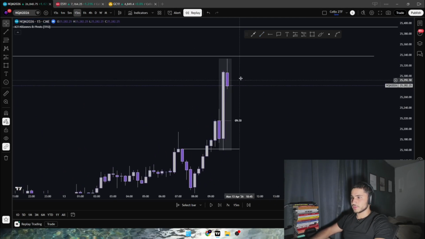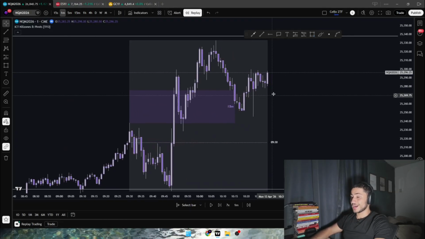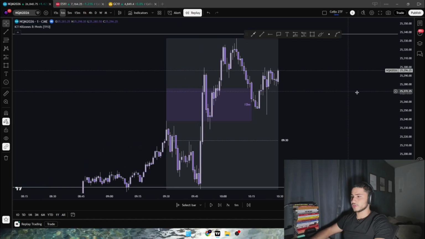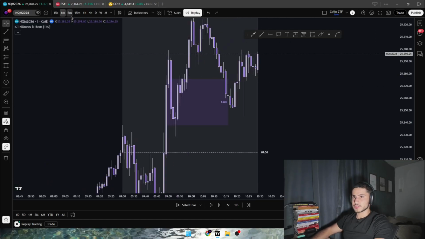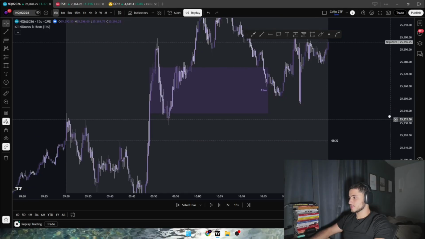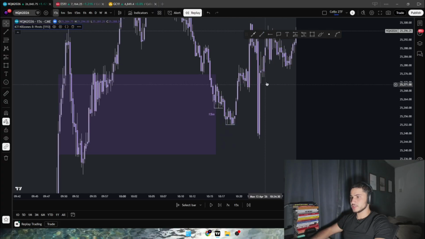So what did the 15-minute do? We tapped into this gap right here. 15-minute, you can see right here. I actually wanted to enter this trade, but I'll show you guys why I didn't. So let's go on the 15 seconds. So we had this 15-minute gap right there. We sweep these lows, as we can see, and we break up higher right there.